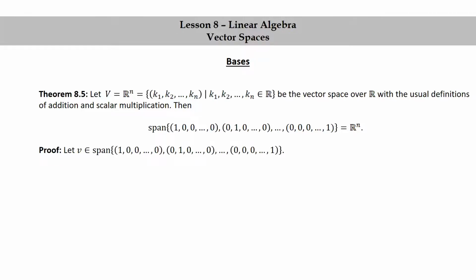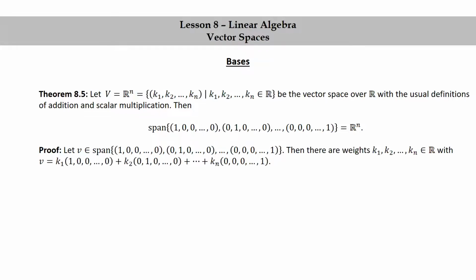Proof. Let v be in the span of these n vectors. Then there are weights k1 through kn in R, with v equal to k1 times the first vector plus k2 times the second vector, and so on, plus kn times the nth vector. So we have v equal to the vector k1, 0, 0, and all zeros, plus 0, k2, 0, followed by all zeros, plus through all zeros except for the last entry being kn, which is the vector k1, k2 through kn.